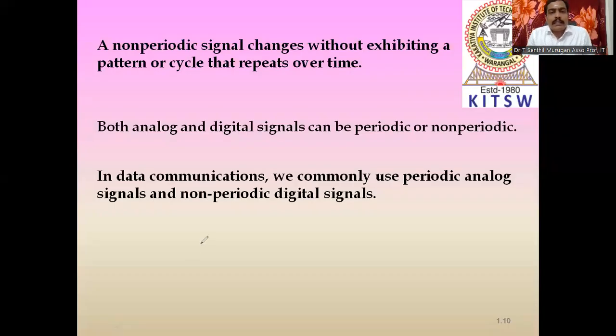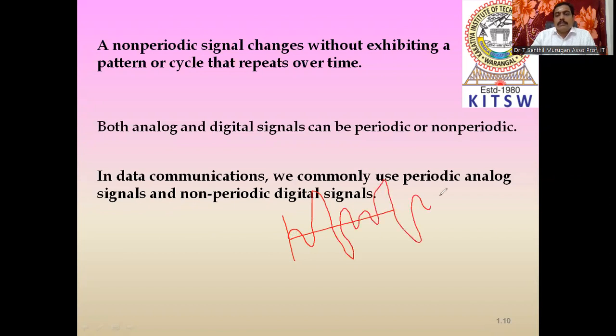What is a non-periodic signal? A non-periodic signal changes without exhibiting a pattern or cycle that repeats over time. For example, it may look like this. This is an aperiodic signal. There is no common pattern, so whenever it increases or decreases, we don't know. We can represent an aperiodic signal like this, changing at many points over a period of time.